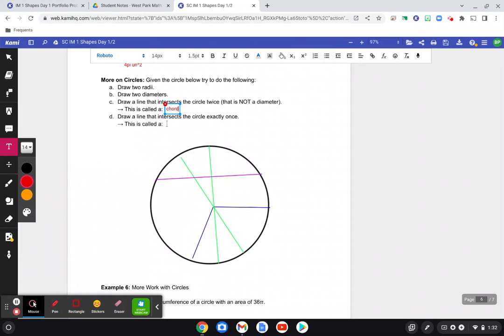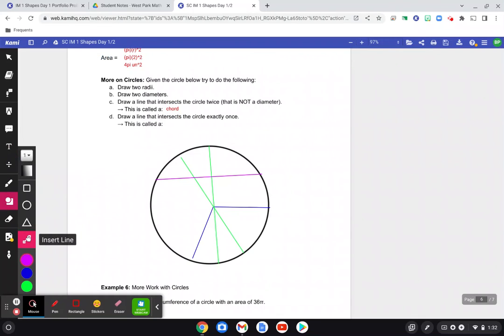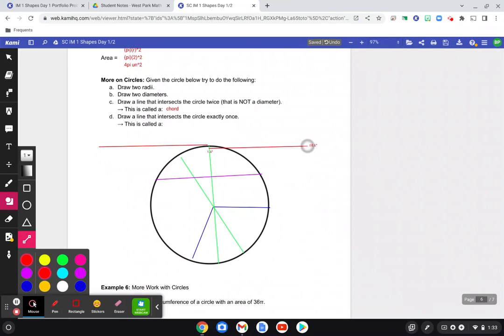This last one here, draw a line that intersects the circle exactly once. So this one's kind of cool. This is something you're going to hear in higher levels of math. This is what's known as a tangent line. Okay, it's going to look something like this. And actually, let me do this in a different color. Let's do it in, we already used blue. Let's use red. The tangent line is going to look something like this. It just comes through and it touches, just barely touches.